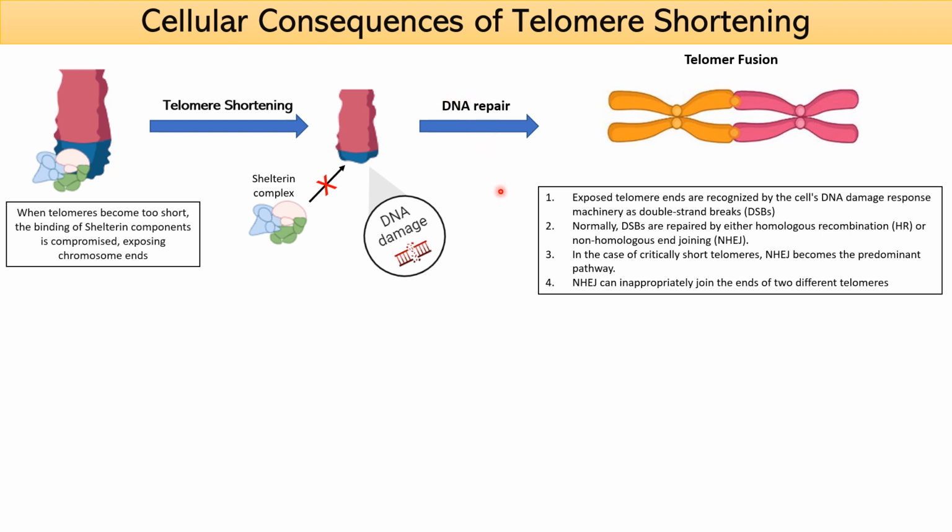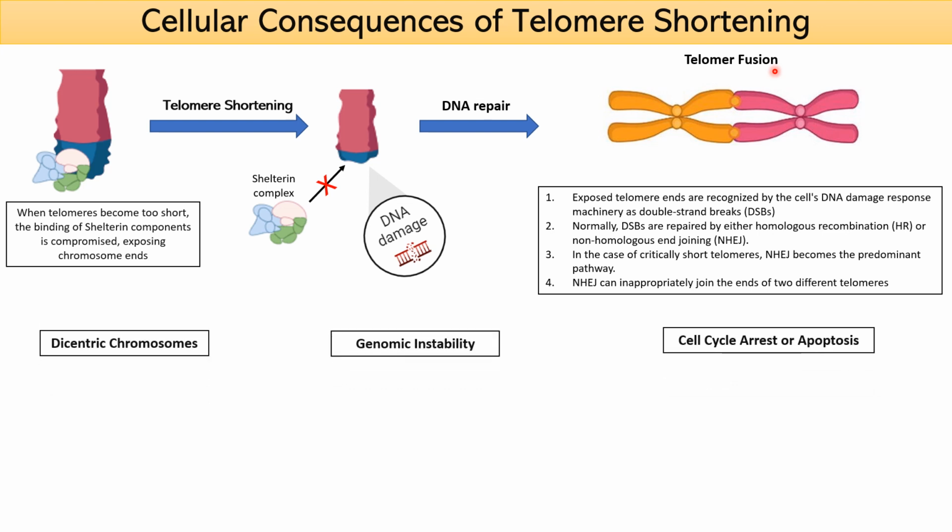And therefore, the cell will try to repair this DNA damage. The exposed ends of the telomere will be recognized as a double-stranded break, and the cell will try to repair it using either of two methods, either homologous recombination or non-homologous end joining. Since sometimes the telomeres will be too short, non-homologous end joining will be the predominant pathway to repair the DNA damage. However, the problem of this repair mechanism is that it can inappropriately join the ends of two different telomeres, like what's happening here, and this results in telomere fusion.